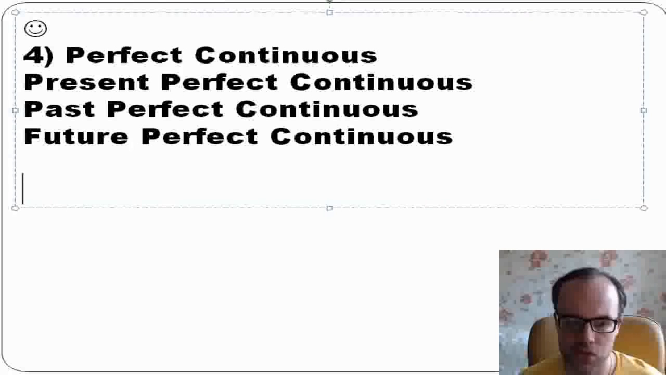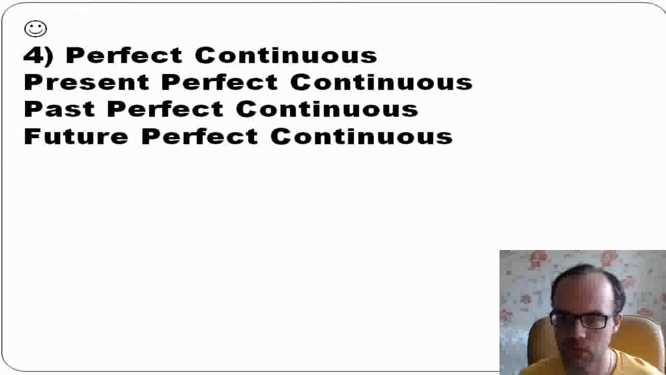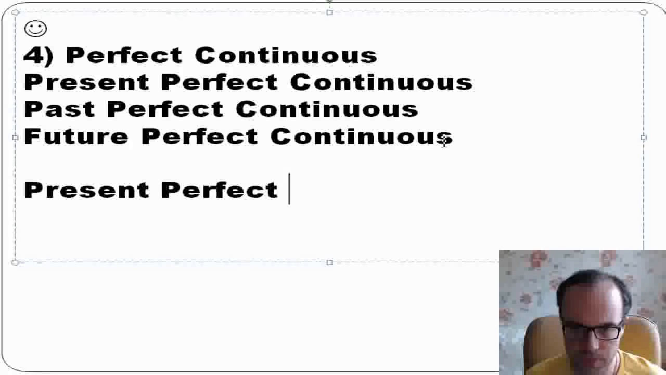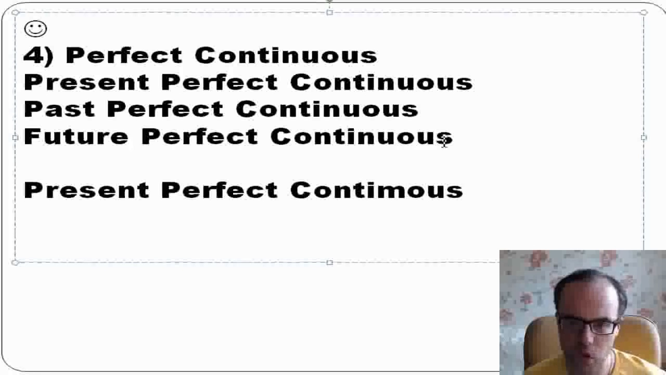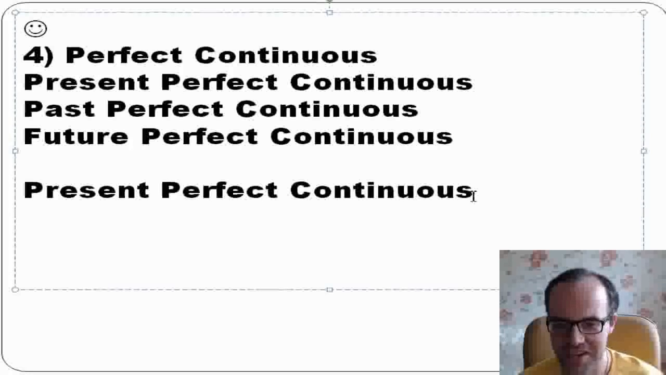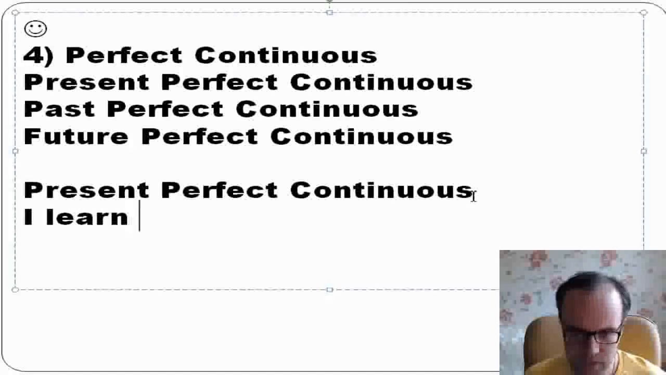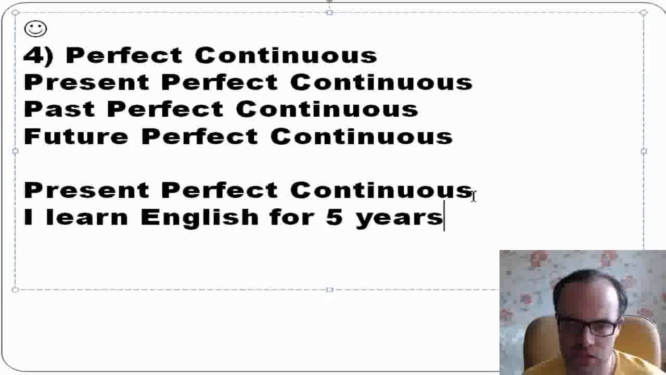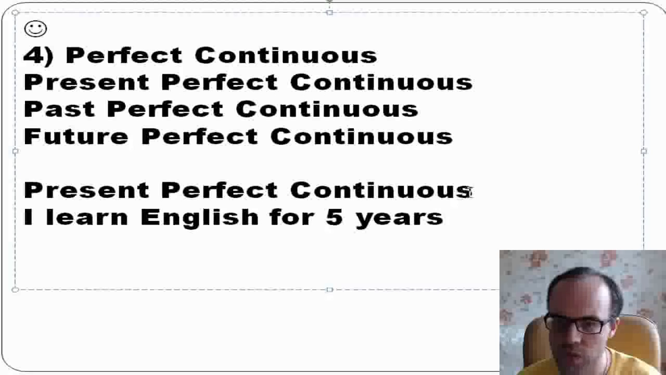We often use present perfect continuous in speaking. Let's talk about the first tense in this group, present perfect continuous. Students make this mistake again and again: "I learn English for 5 years." They don't realize that they make a mistake, because in this case we need to use present perfect continuous.